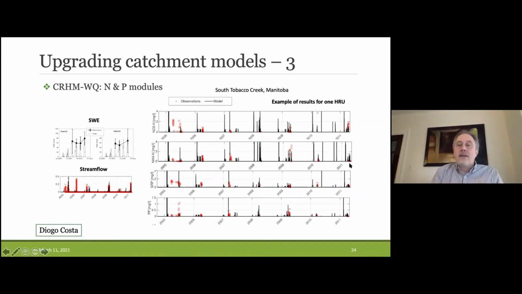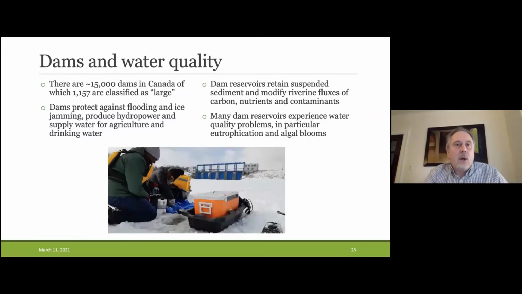So this probably reflects, and that's something that Diogo can talk about more knowledgeably, that different sources are activated during these different events, different land-based sources of nitrogen. Okay, then dams and water quality.